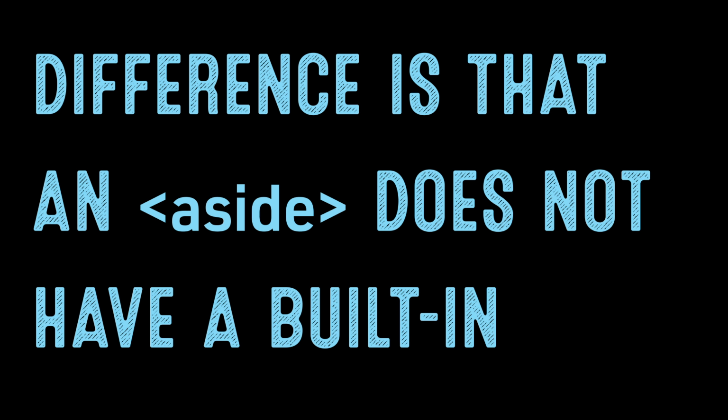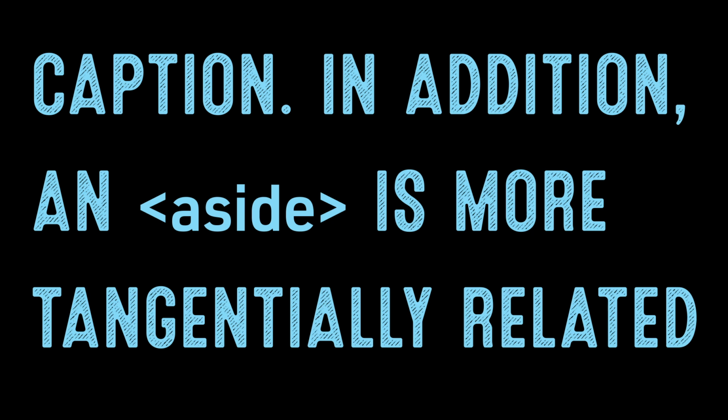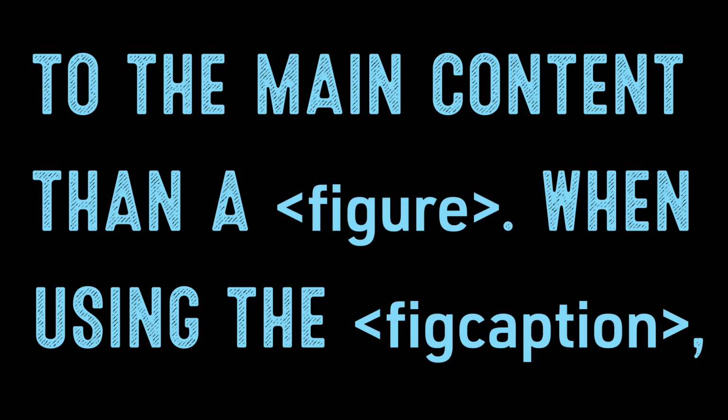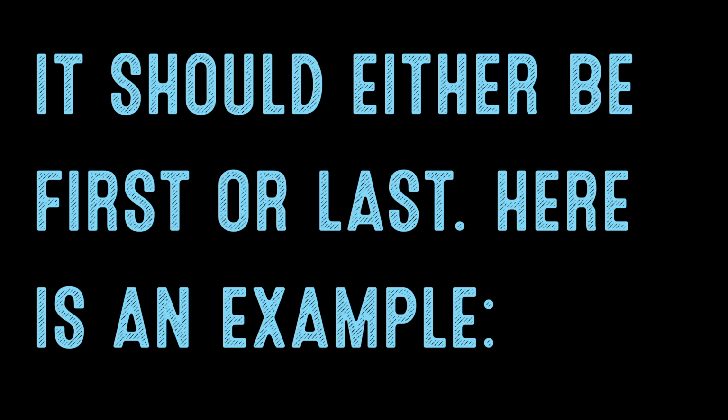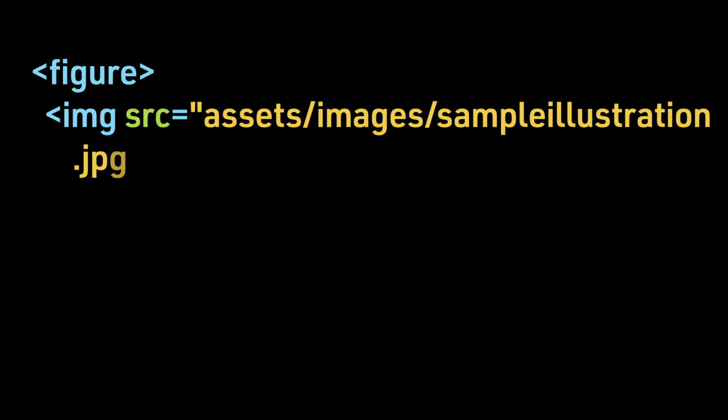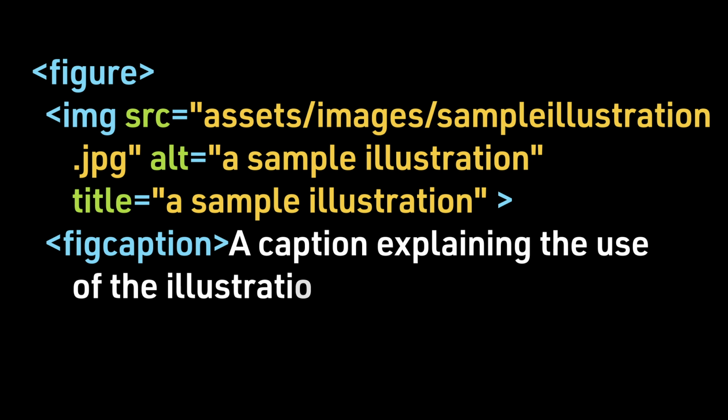The main difference is that an aside does not have a built-in caption. In addition, an aside is more tangentially related to the main content than a figure. When using the figcaption, it should either be first or last. Here is an example. An illustration with a caption.